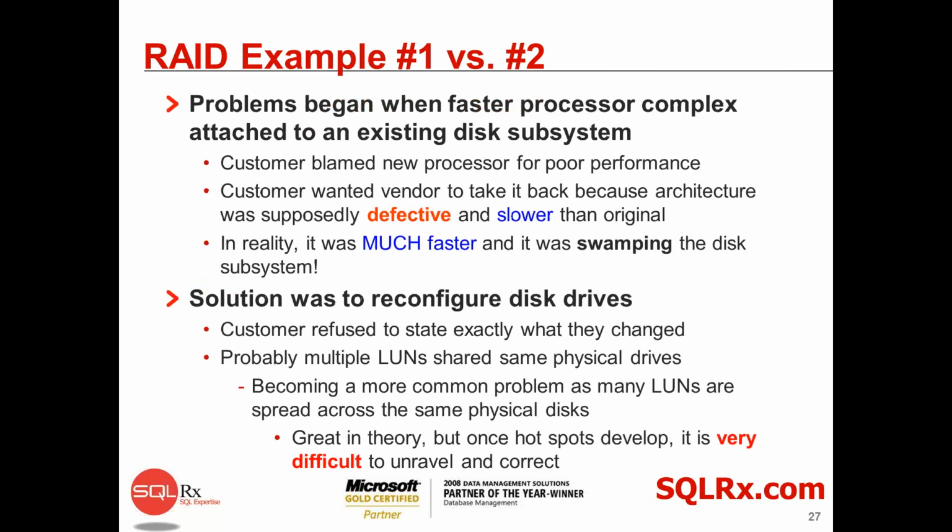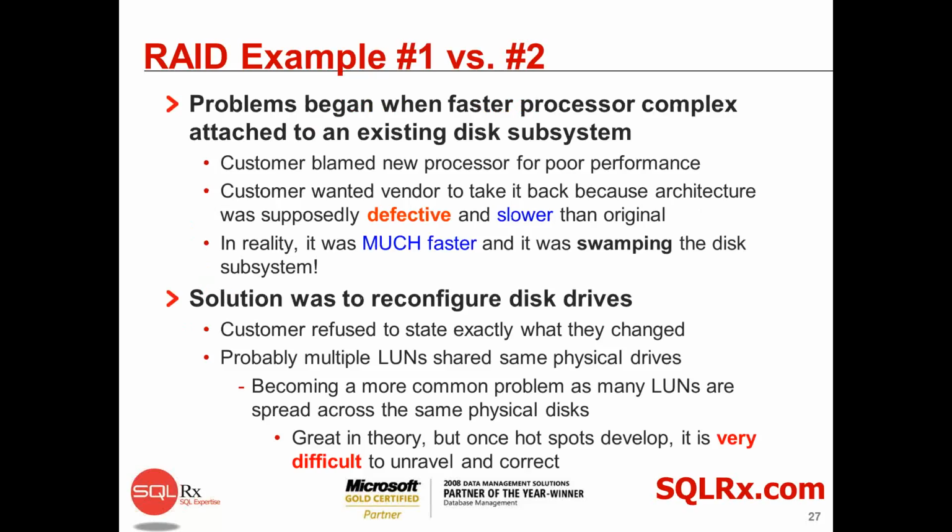The problems began when a faster processor was put in and attached to an existing disk subsystem. The customer blamed the new processor for performance, saying it was bad architecture and all this other stuff. It turns out that the processor was so much faster that it was swamping the disk subsystem, and they didn't know. So the solution was to reconfigure the entire I/O subsystem and also to reconfigure the physical LUNs.